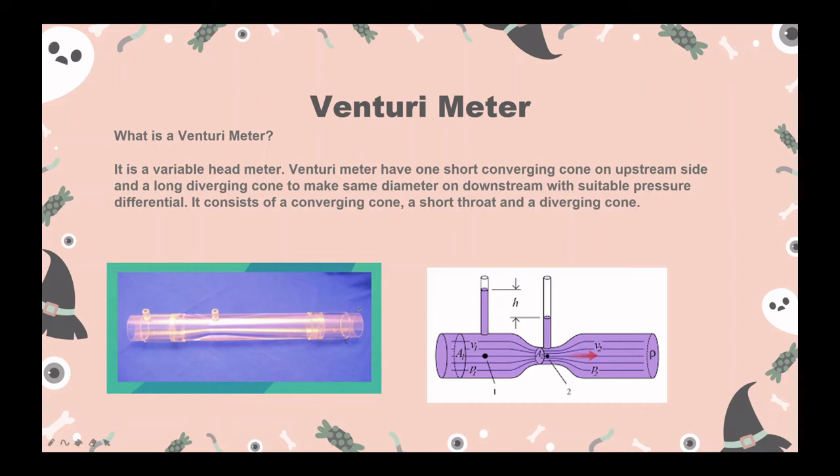Lastly, the venturimeter. What is a venturimeter? It is a variable head meter. A venturimeter has one short converging cone on the upstream side and a long diverging cone to return to the same diameter on the downstream side, with suitable pressure differential. It consists of a converging cone, a short throat, and a diverging cone.